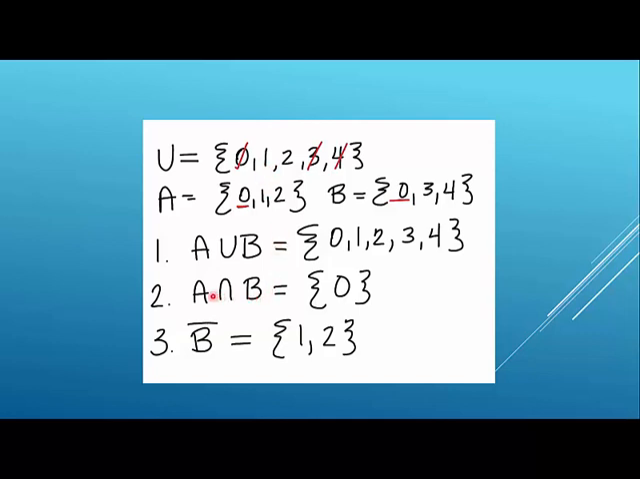And A intersection B is only 0. Why? Because as you can see, only this 0 is common in both the sets A and B. All the other elements are different. So the elements which are the same or common in both the sets are part of the intersection set. So A intersection B is 0. And the complement of B means all the elements which are not present in B, but are part of the universal set. So here you can see this is 1 and 2. These two elements are not present in B. So this is the complement of B.